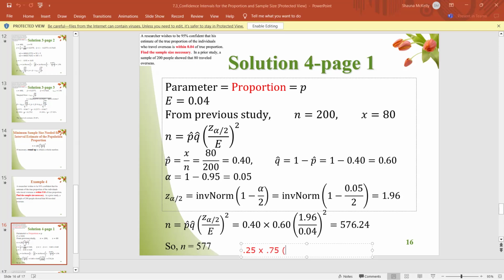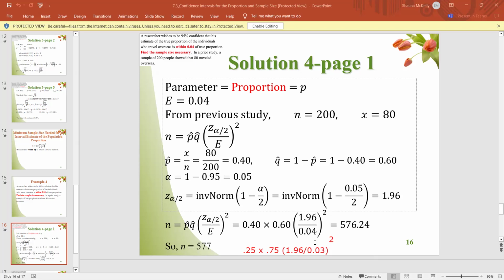This is 1.96 divided by 0.03, and I'm going to square it. So now I'm going to leave this here. This is what your plugin should look like. I'm going to put this on the calculator screen in a moment.